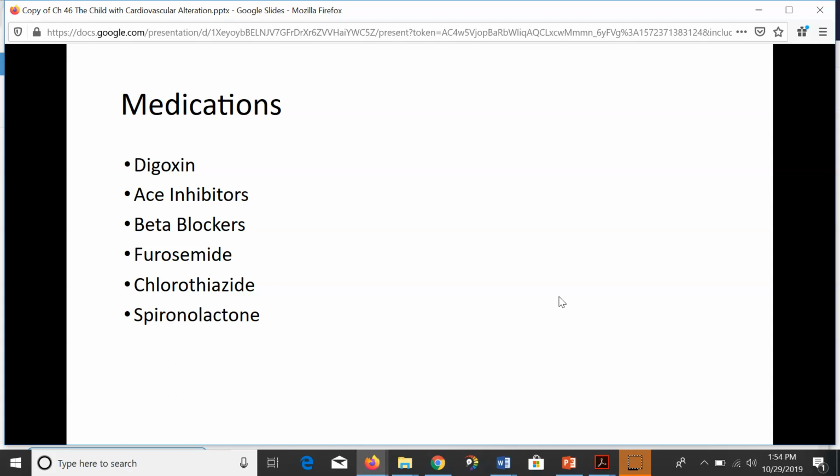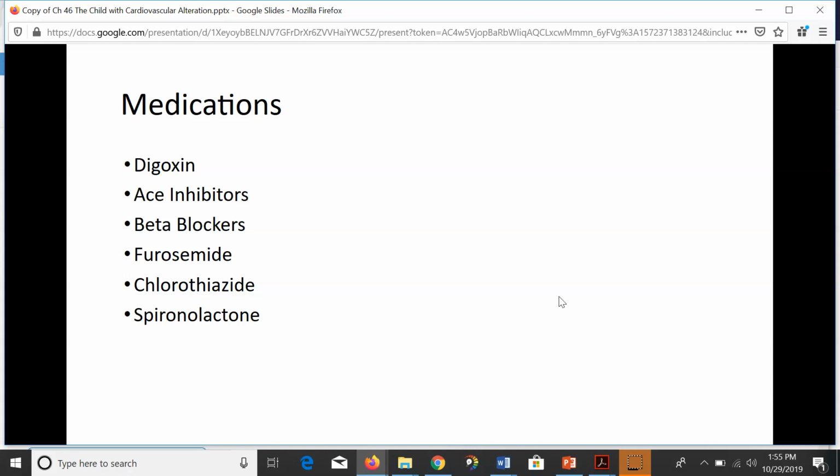ACE inhibitors block the conversion of angiotensin 1 to angiotensin 2, causing vasodilation to occur, which will cause a decrease in that pulmonary and systemic vascular resistance. It will cause a decrease in blood pressure and a reduction of that afterload. Common meds used in children include captopril, enalapril, and lisinopril. The common side effects include hypotension, cough, and renal dysfunction.